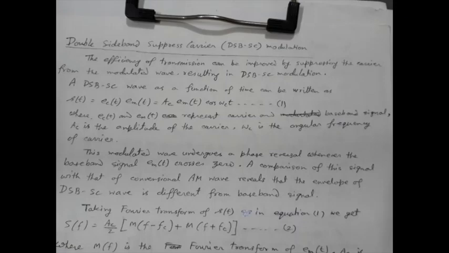In AM we have discussed all its features, its advantages and disadvantages, and we have seen that it has a basic problem of huge wastage of power. At the same time, the bandwidth requirement is higher. So we have to take measures so that we can remove these problems of AM. First we will address the wastage of power.